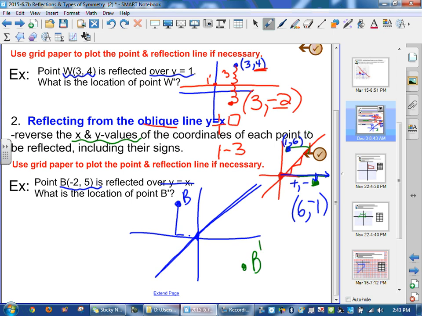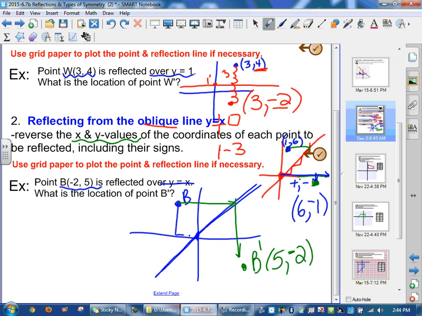Because really what you're going to do is count how far away he is from the line, take a 90 degree turn, and then count how many spaces he is away. That's another strategy to use. But we can use the mapping rule. We know we have to take the numbers and switch them. So now I've got 5 and 2, but what are my signs? We know that down here he's going to be a positive, then a negative. So the 2 becomes a negative, and the 5 is a positive now. Okay? So that's the mapping rule for those kinds of reflections.